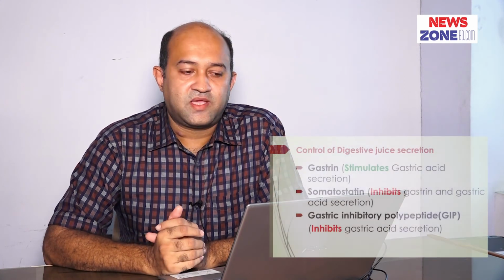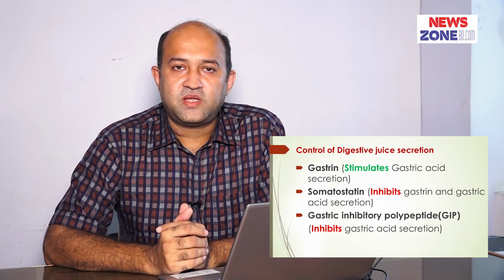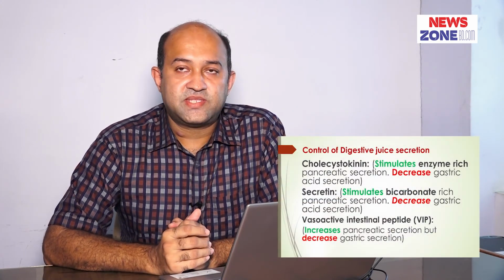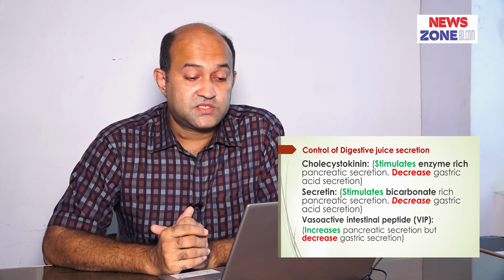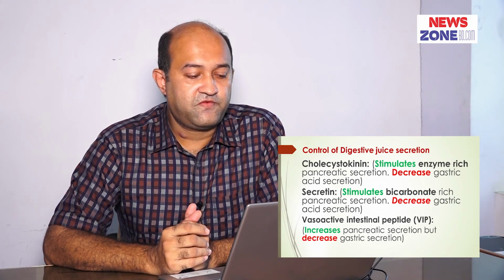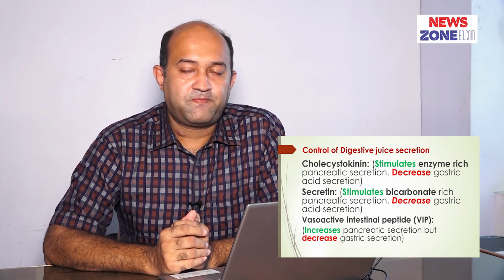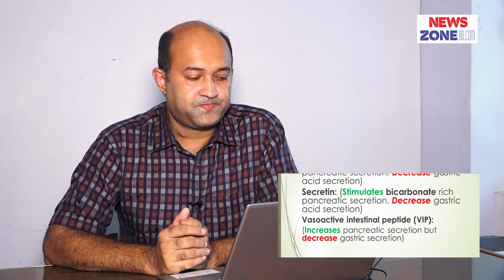Gastrin stimulates gastric acid secretion, whereas somatostatin and gastric inhibitory polypeptide inhibit gastric acid secretion. Cholecystokinin stimulates the enzyme-rich secretion of the pancreas, whereas secretin stimulates the bicarbonate-rich secretion of the pancreas. And cholecystokinin, secretin, and vasoactive intestinal peptide all decrease gastric acid secretion.